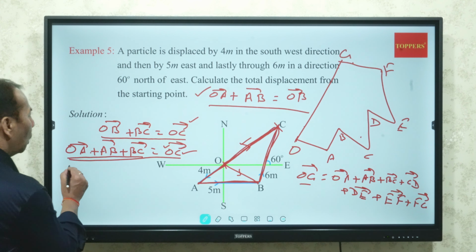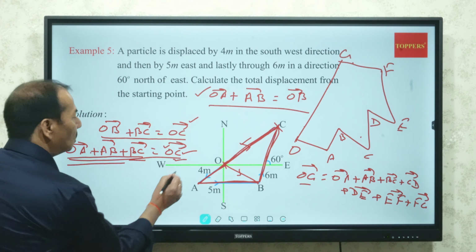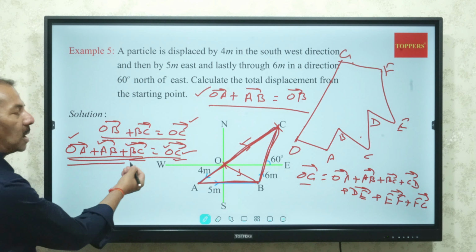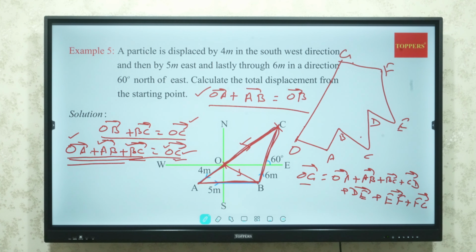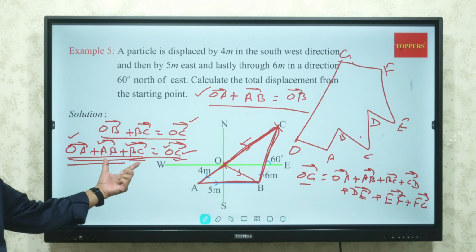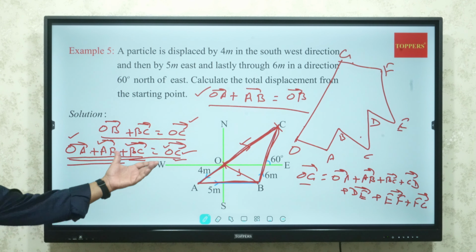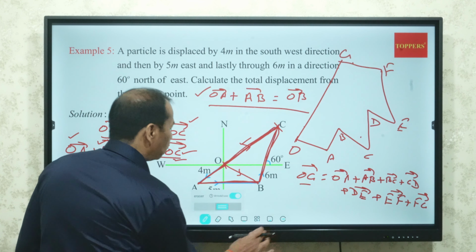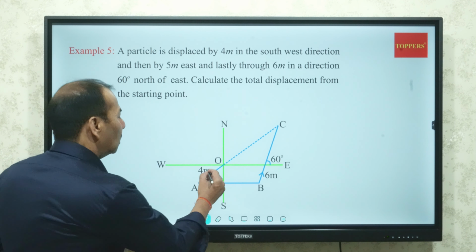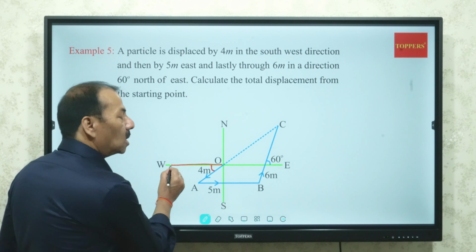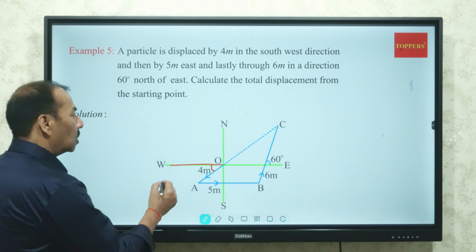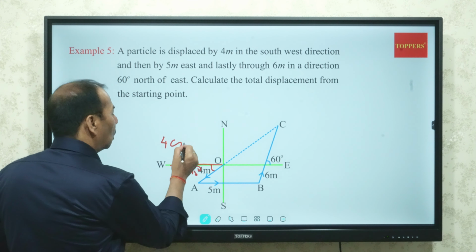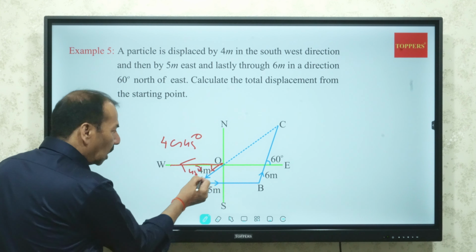So here OA plus AB plus BC, that is OC. Now let us calculate this OA, AB and BC. Put the values and we will calculate the x and y component of this entire vector or the total vector, and from that we will get the resultant. So now see this. OA is at an angle of 45 degree with the negative of the x-axis. So can you say, if it is 45, this component will be how much? 4 cos 45. This is this side.